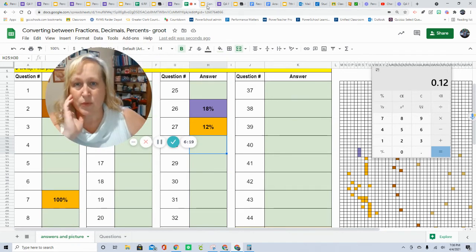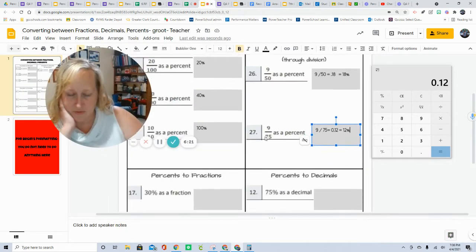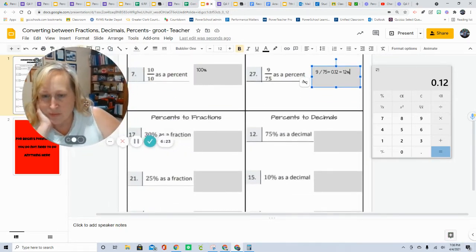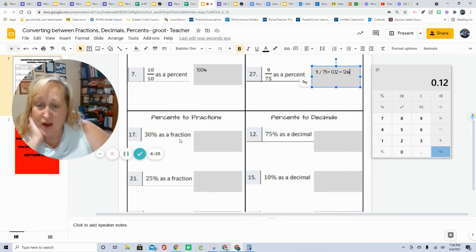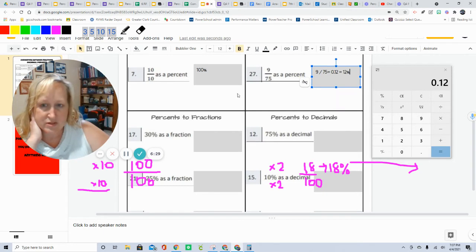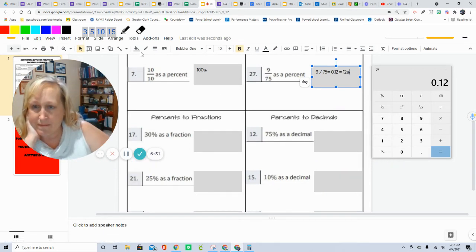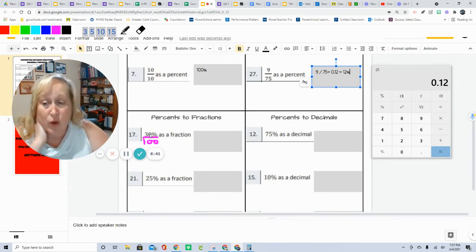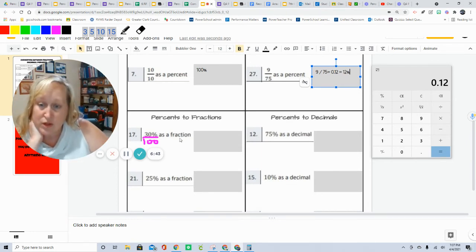Okay, let's do a couple more of the other ones so that you are familiar. Okay, we've talked about these percents to fractions. Well, okay, let me get my little writing utensil here. When you have a fraction, this is 30% of 100%. So the part is 30% and the whole is 100%. So that means that 30 over 100 is our fraction.